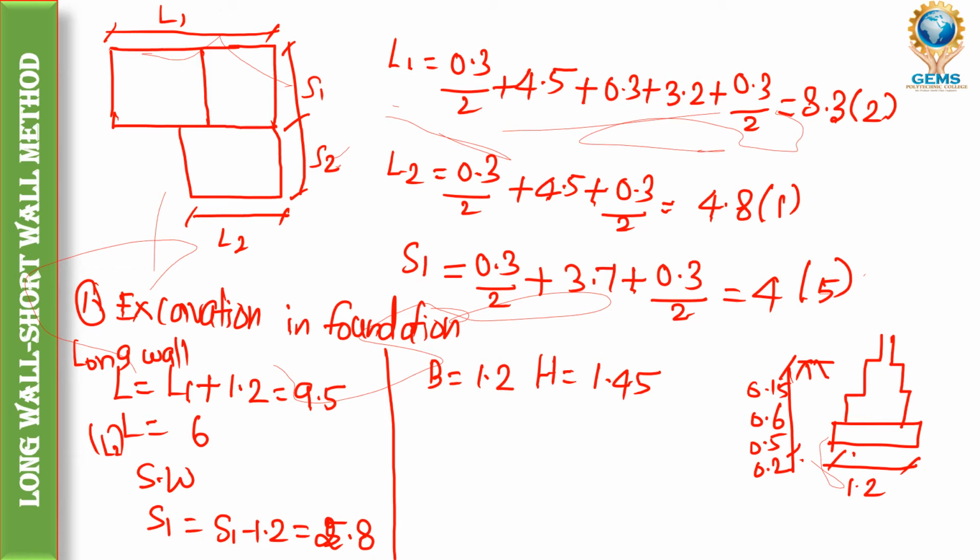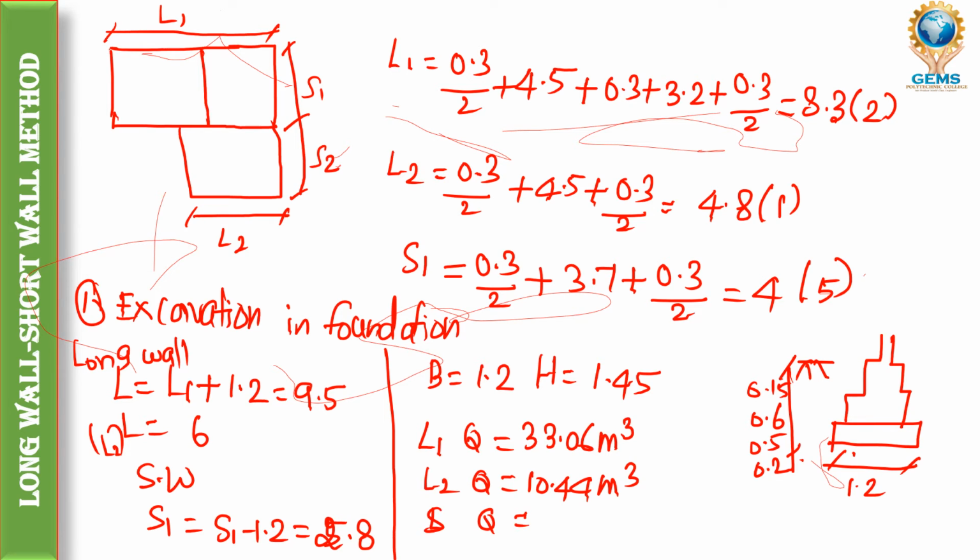So we need to multiply. For L1, quantity equal to 33.06 meter cube. Then for L2, quantity equal to 10.44. Then for the short wall, quantity equal to 24.36 meter cube. So the final total quantity we will get is 67 point something, 67 meter cube. So this is the total quantity of your excavation in foundation.